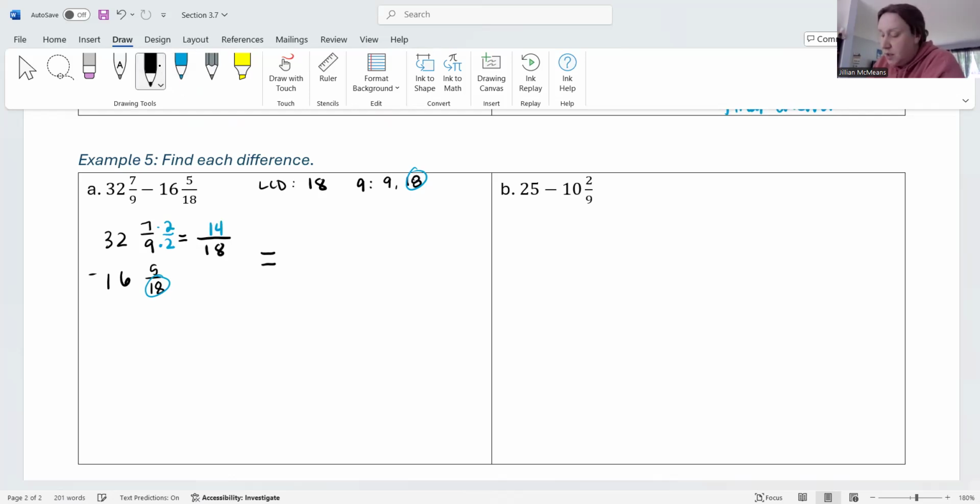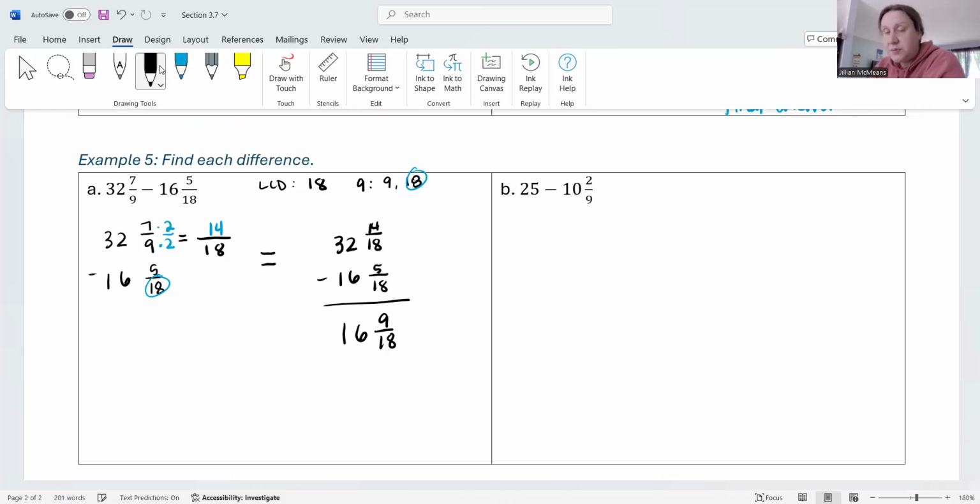So let's clean this up. We get 32 and 14/18 minus 16 and 5/18, and now we can subtract. 14/18 minus 5/18, well, 14 minus 5 is 9, so we get 9/18. Then 32 minus 16, if you need to do a little side work, that's fine, but 32 minus 16 ends up being 16.